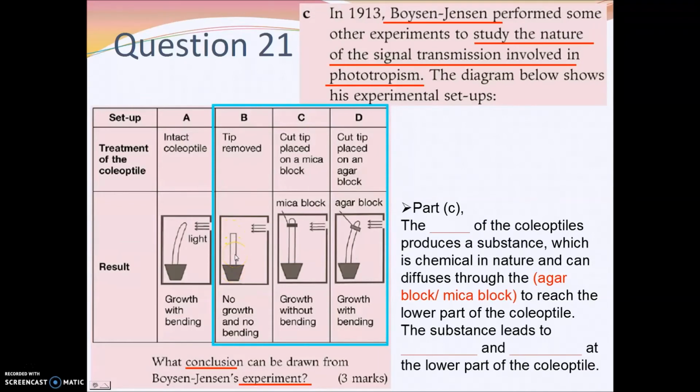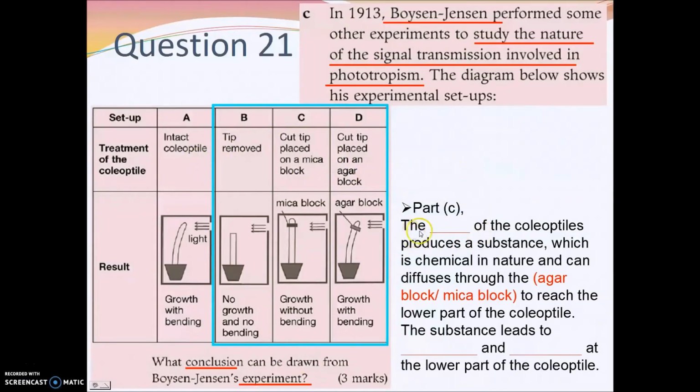But the point is that it doesn't matter, because for setup B, even if we put the agar block on the top of the coleoptile, the agar block doesn't contain auxin. So in this experiment for setup B, it is also okay if no agar block is put on the top. So for part C, we would like to draw a conclusion from Jensen's experiment, from comparing A, B, C, D.